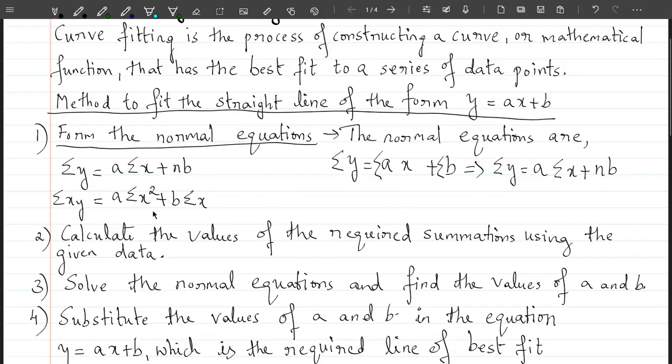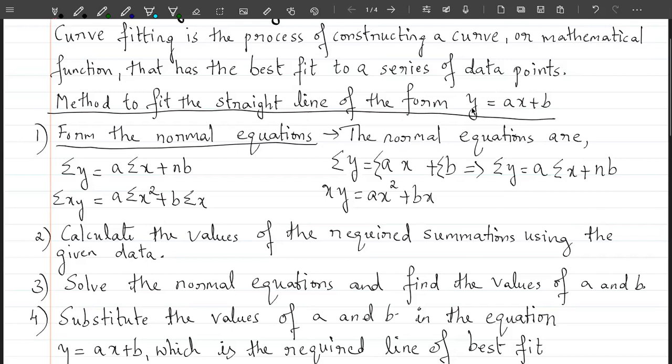Now how do you get the next normal equation? To get the next normal equation, we take the given equation itself and we multiply it by the independent variable. Now in this equation, the independent variable is x. So if you multiply both sides of this equation by x, we get xy equal to ax square plus bx.